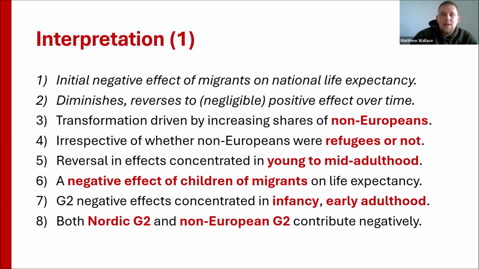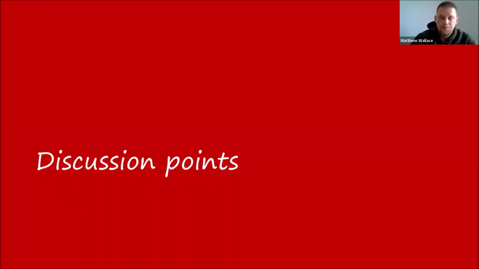Quite concerningly, we can see that there's a negative effect of children of migrants on national life expectancy, that these effects are concentrated in infancy and early adulthood, and that while the non-European G1 first generation contribute positively, their descendants, their children, contribute negatively to national life expectancy.